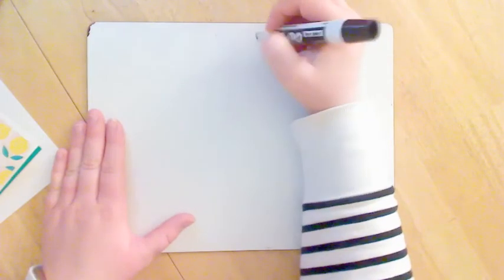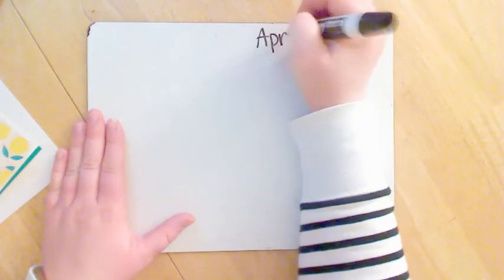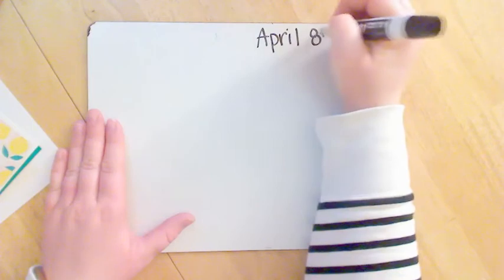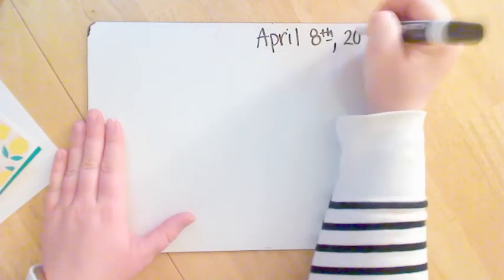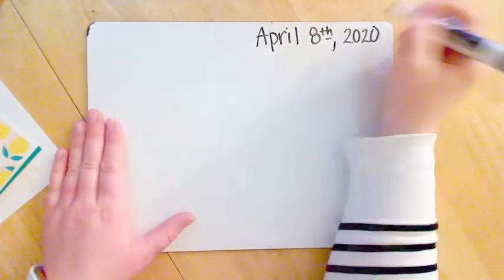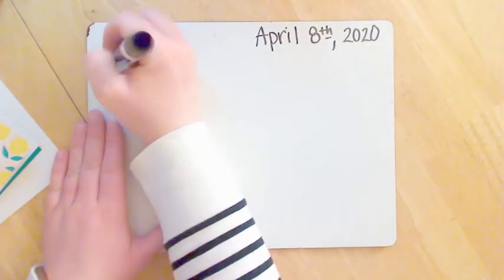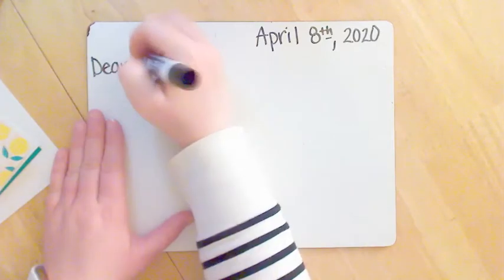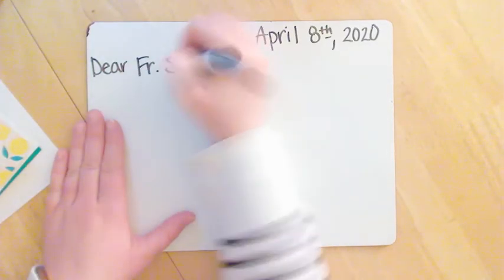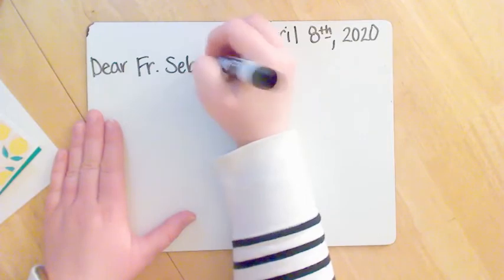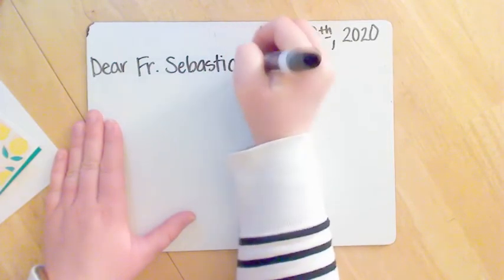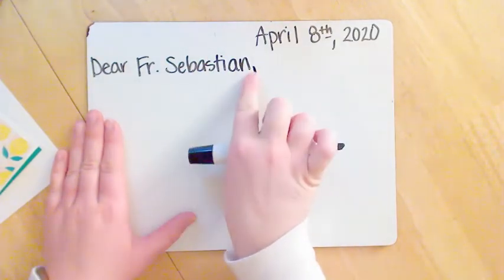So you get your paper ready, and in the upper right-hand corner, we always put the date. April 8th, 2020. And then on the next line, all the way over here, we write Dear, whoever we're writing it to, and we're writing it to Father Sebastian. For those of you wondering how to spell his name, this is how you spell it.